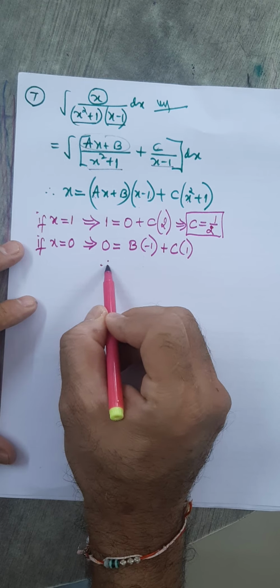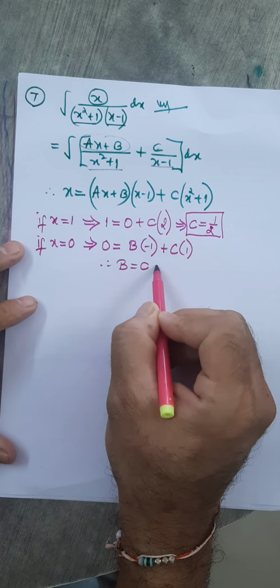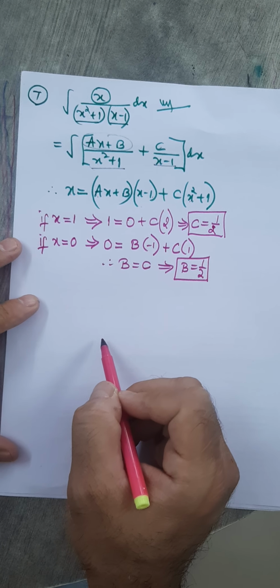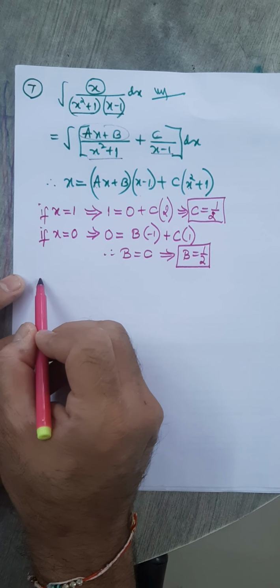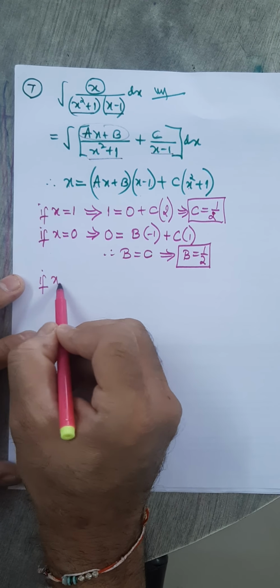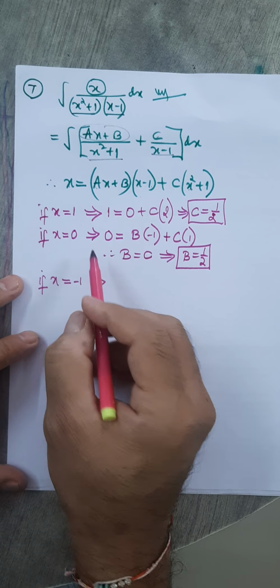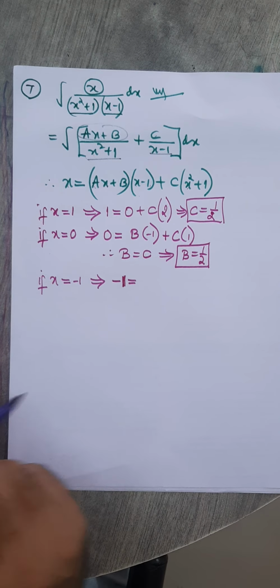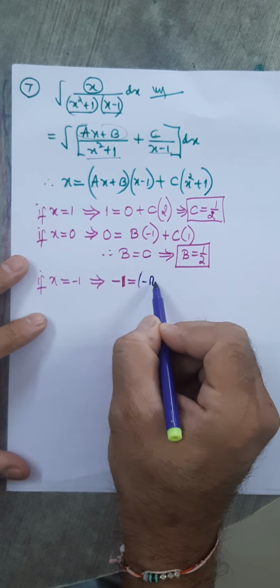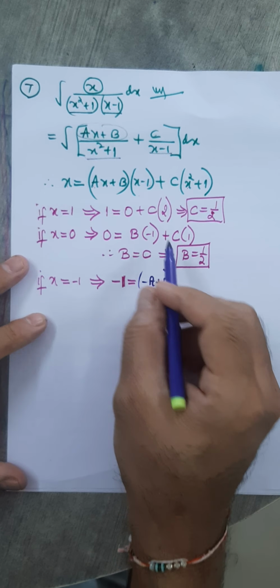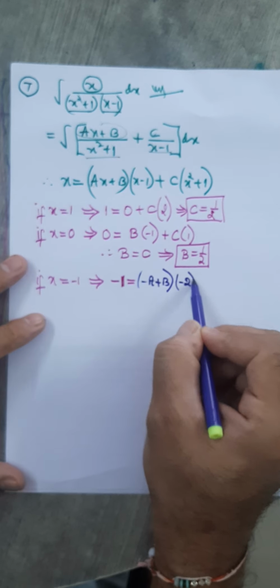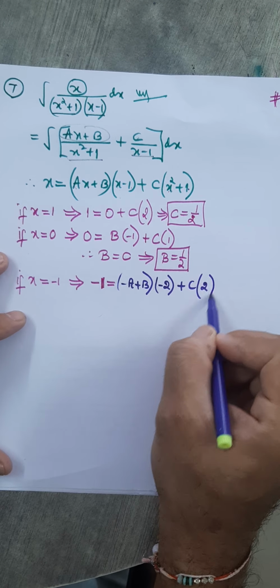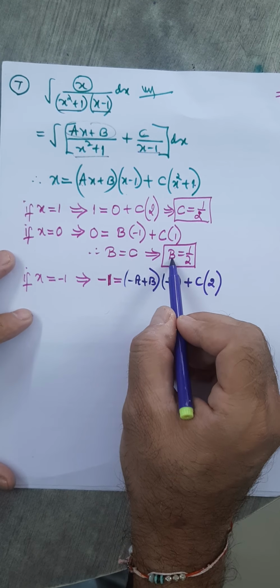So you got now one equation. You take b on the other side, b equals to c. But c is half, therefore b is also half. Fine. Now next, I'll take minus 1 because 1 is already taken. If x is minus 1, the left hand side is minus 1. What about the right hand side? This is minus a plus b, here this is minus 1 minus 2, and this is c into (minus 1 square plus 1), which is 2. Now you know c, you know b, therefore we'll get a.